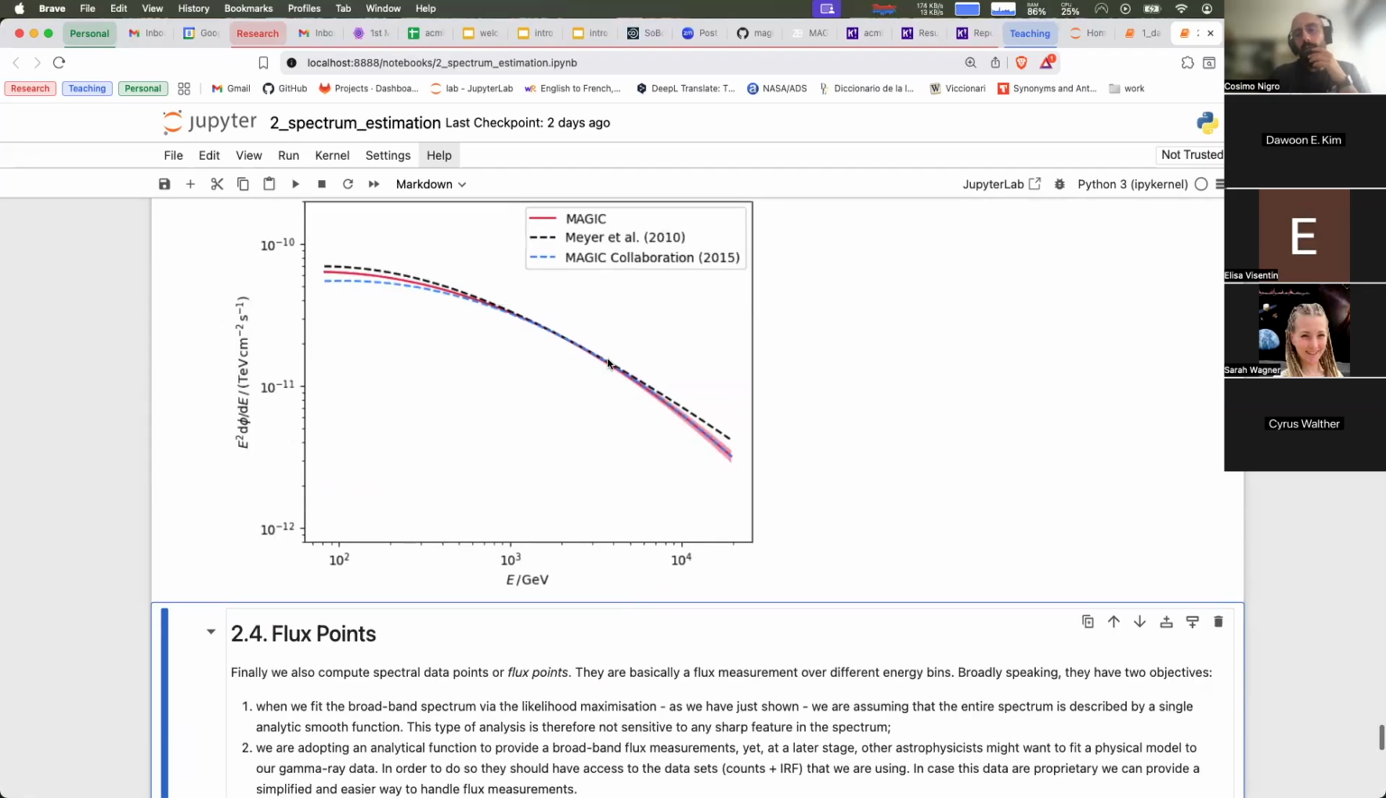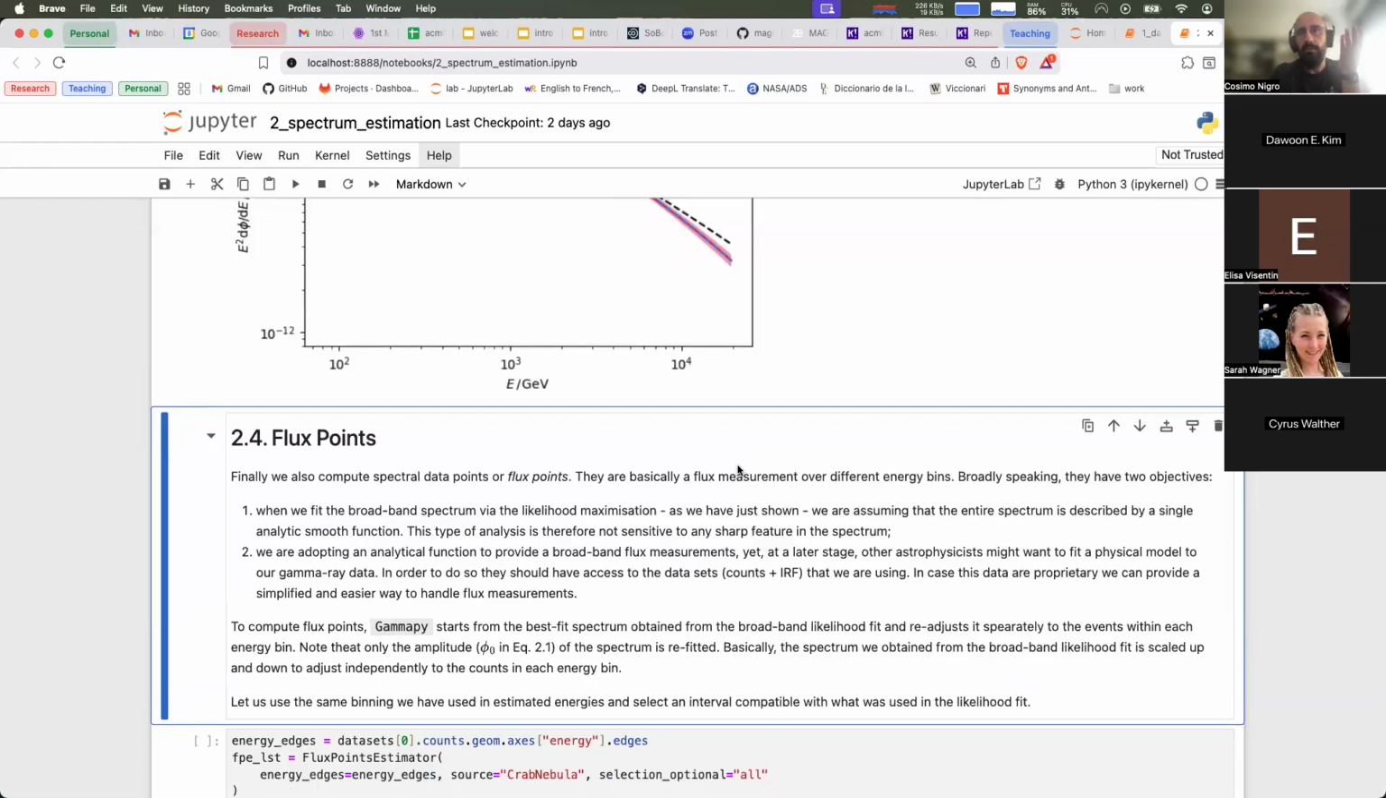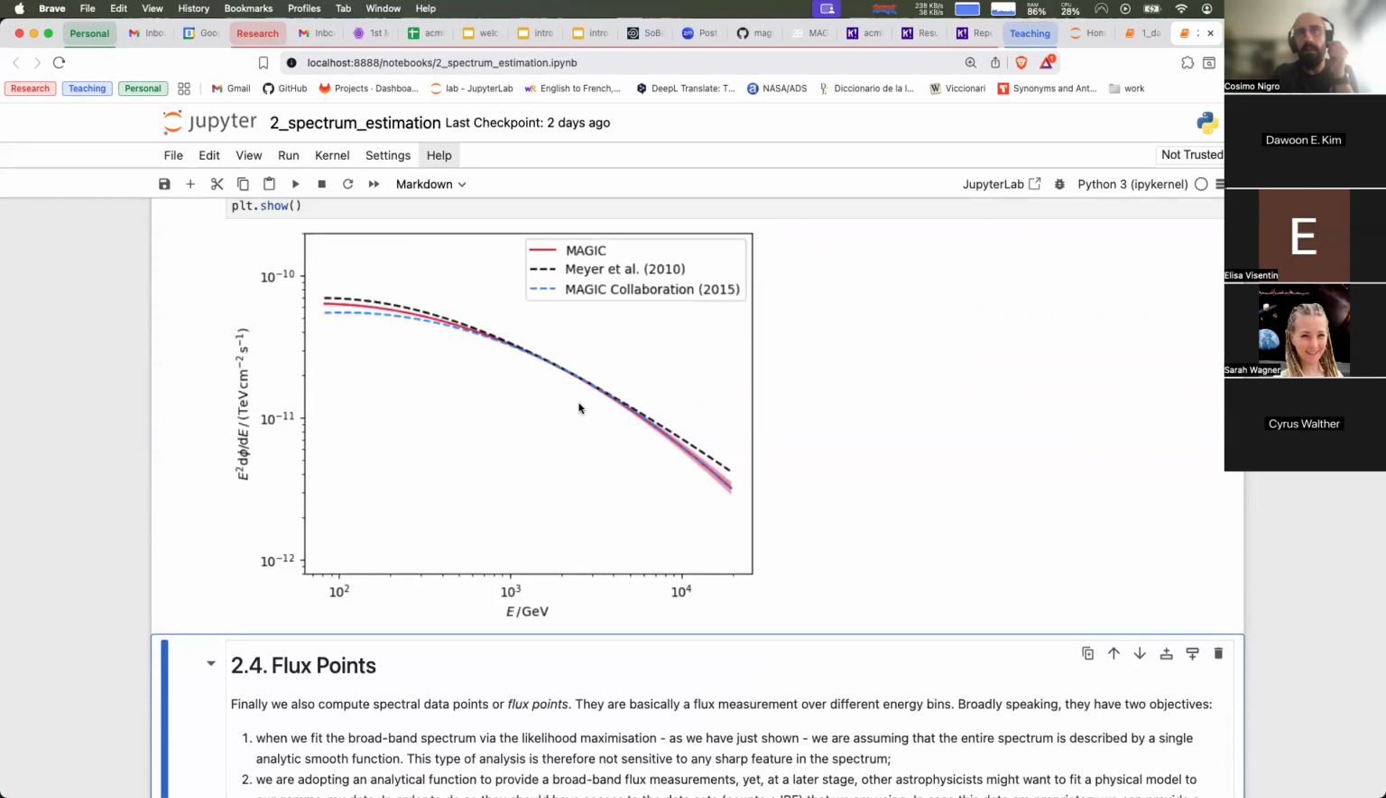What might be one limitation of this approach? One limitation might be that from 80 GeV to 20 TeV, we are assuming that the flux has this smooth distribution, right? We are assuming that our flux is some smooth function, and this might not be the case. So what one typically does is to compute flux points. This is basically a flux measurement in different energy bins. It's the same process as before, but instead of fitting the spectrum using all the counts from 80 GeV to 20 TeV, we repeat the likelihood process bin per bin, and we get a flux measurement bin per bin.